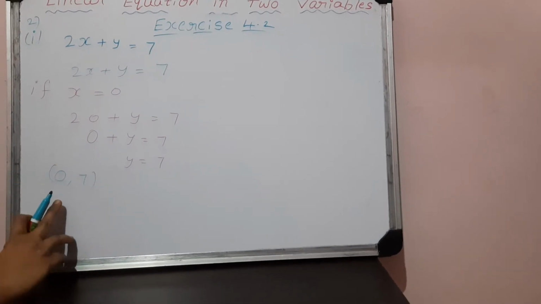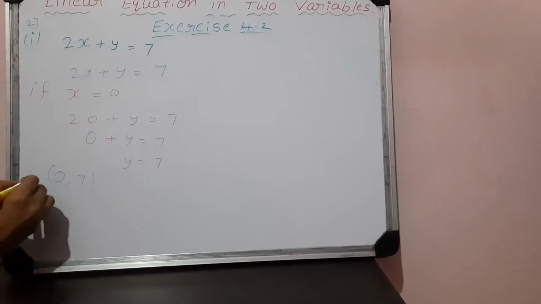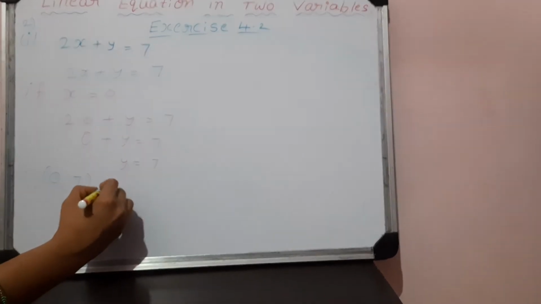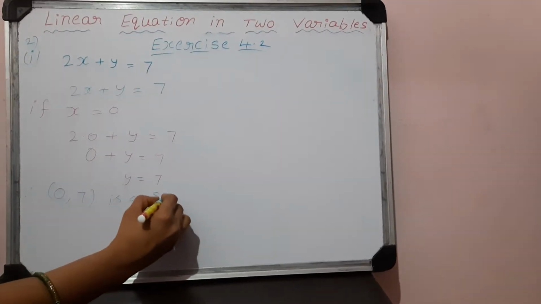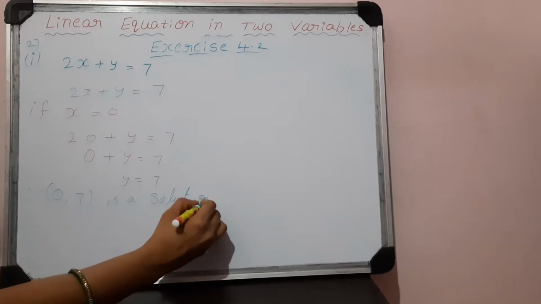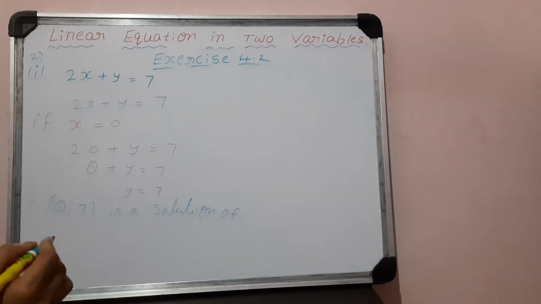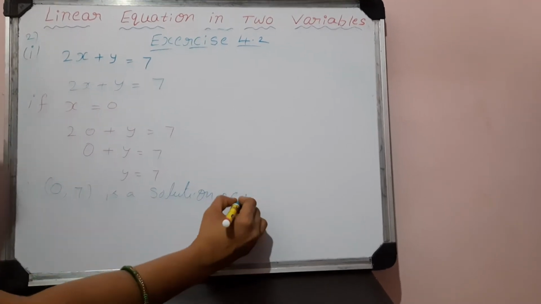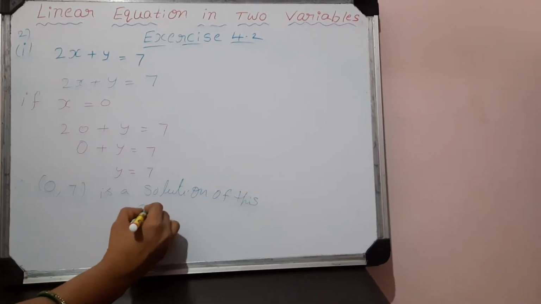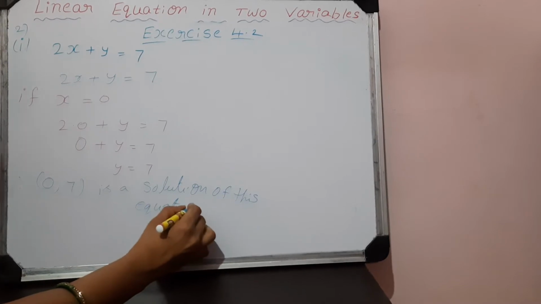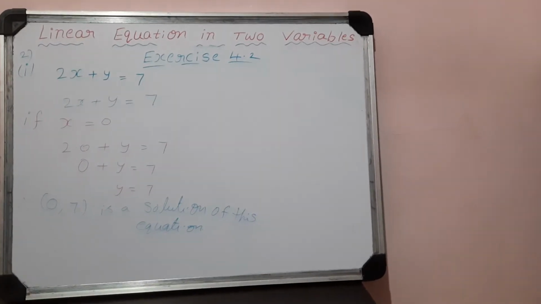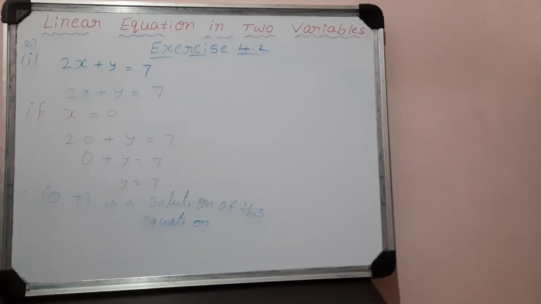See children, here. Therefore, 0, 7 is a solution of this equation. Solution of this equation.